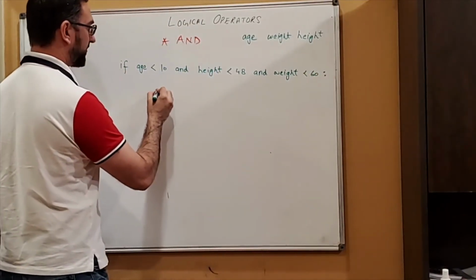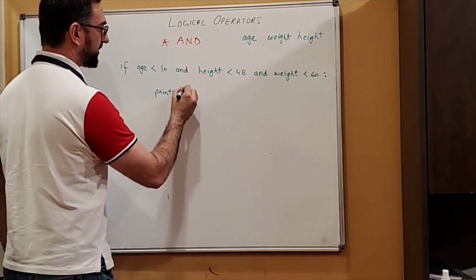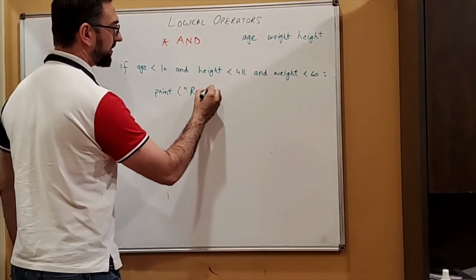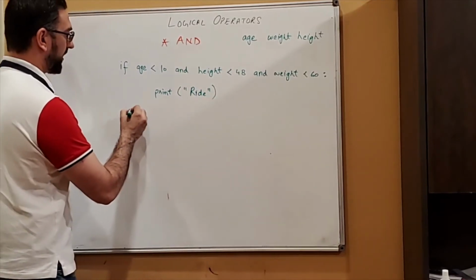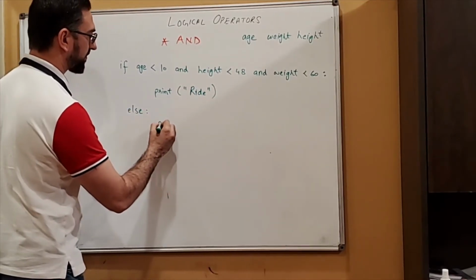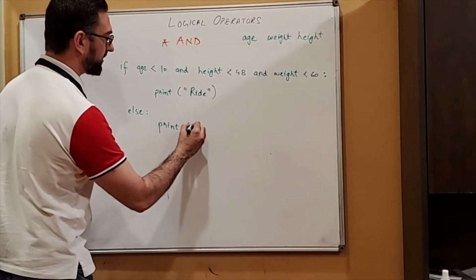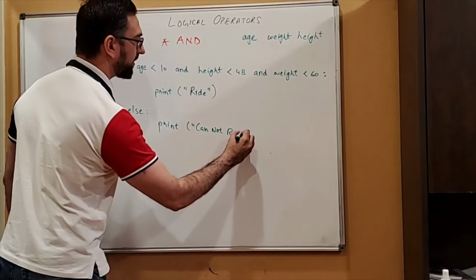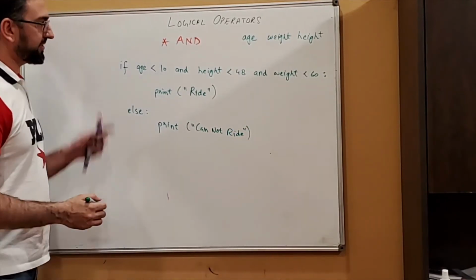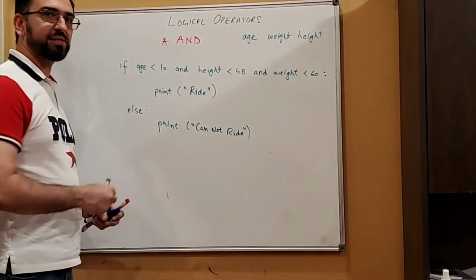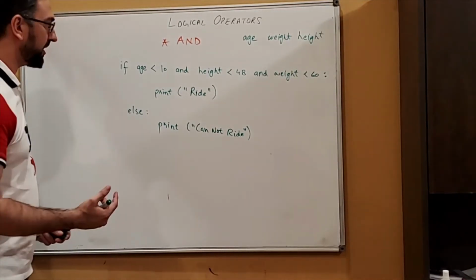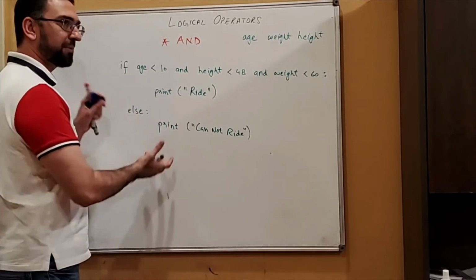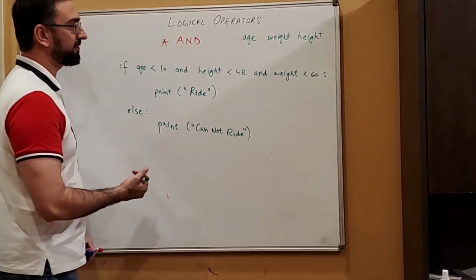then we go ahead and we print ride, else we print cannot ride. Now, this is exactly the same as our previous example of nested if-else blocks. Now, if you see here, it's very easy to follow the logic. It's much shorter code, fewer lines of code, which is always better.